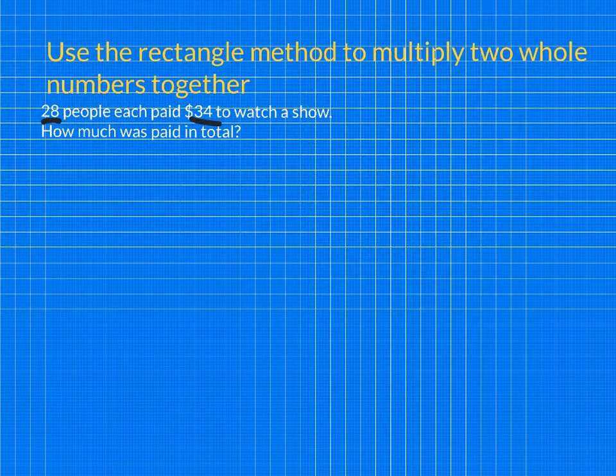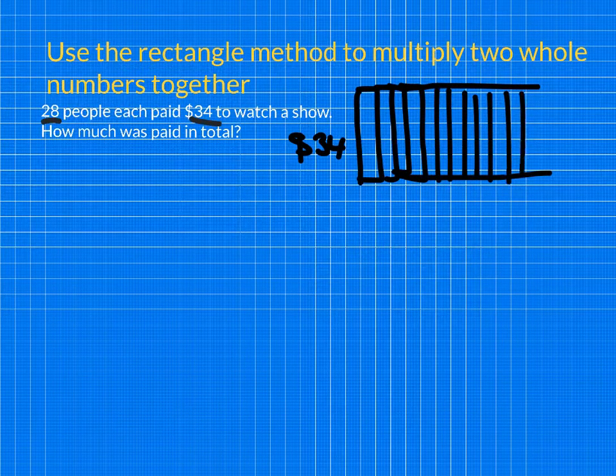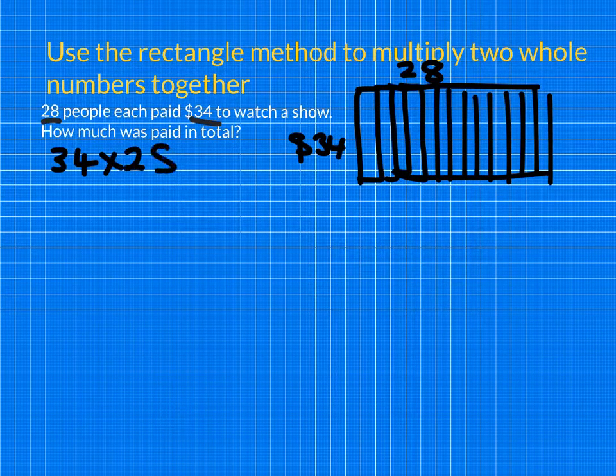If you were going to draw a diagram to show that, you might say that we've got our $34. There's our $34 that one person's paid, and that's going to happen again 28 more times. So that keeps going on, as we can imagine. So that $34 happens 28 times. And you can see here that we've got our rectangle coming across. And we're going to need to multiply our $34 by the 28 people to see how much was paid in total. So when we're multiplying, we need to use a rectangle.